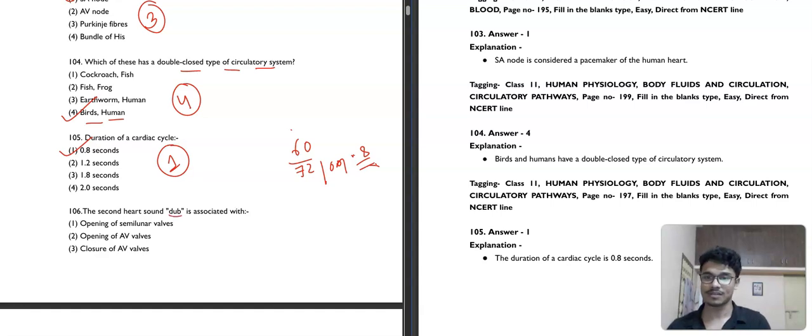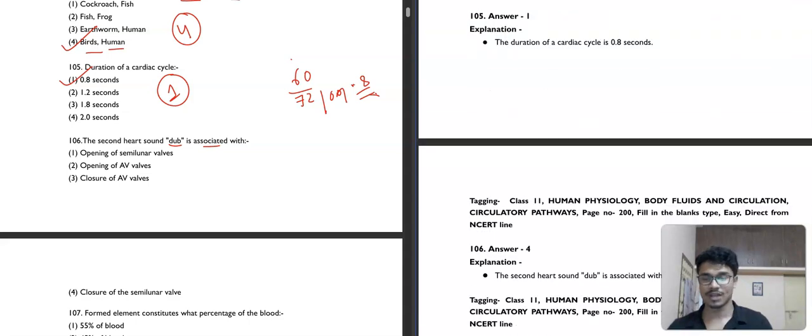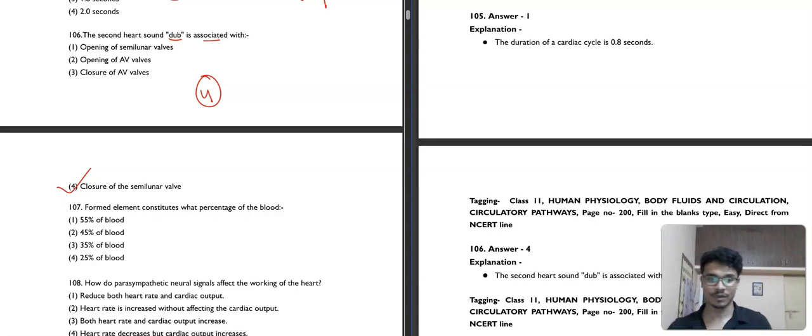Then the second heart sound dub is associated with opening of semilunar valve, opening of AV valve, closure of AV valve, and then the next option is saying closure of semilunar valve. So first heart sound, you know, is lub, and second heart sound is dub. Okay, the second heart sound dub is associated with closure of semilunar valve. So fourth option here is our correct answer. So when semilunar valve closes, the sound that occurs is dub.